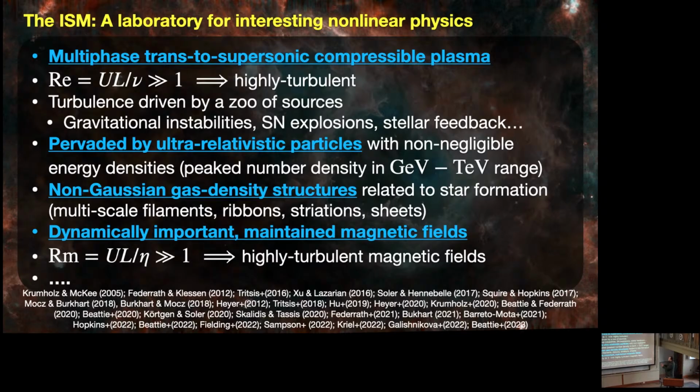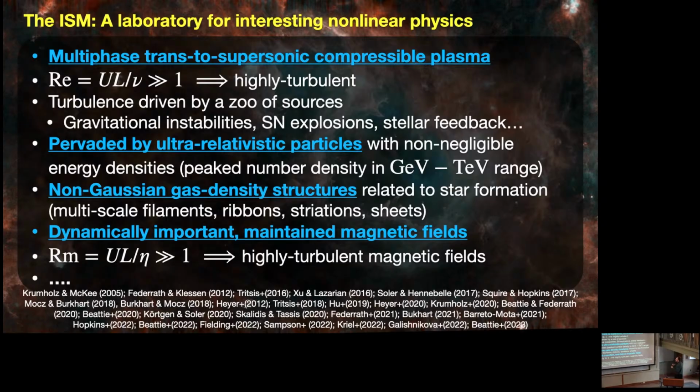It's driven by a zoo of sources: gravitational instabilities, supernova explosions, stellar feedback, et cetera. It's pervaded by ultra-relativistic particles, and these really peak in the GeV-TeV range. So these are, of course, the relativistic cosmic rays. It's full of non-Gaussian density structures, so it's really not your standard plasma that is weakly compressible and so on. It has these extreme non-Gaussian gas density structures, and these are deeply related to how it forms stars.